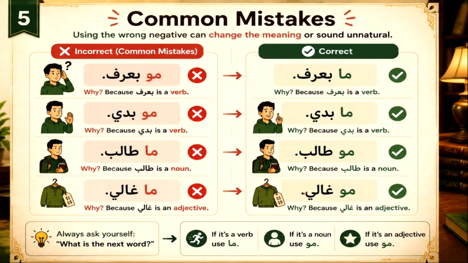These are the most common mistakes. Again, before making a negative sentence, ask yourself, is the next word a verb, a noun, or an adjective? Then choose the correct negative word. For example, مو بعرف, wrong. ما بعرف. مو بدي, wrong. ما بدي. ما طالب, wrong. مو طالب. ما غالي, wrong. مو غالي.